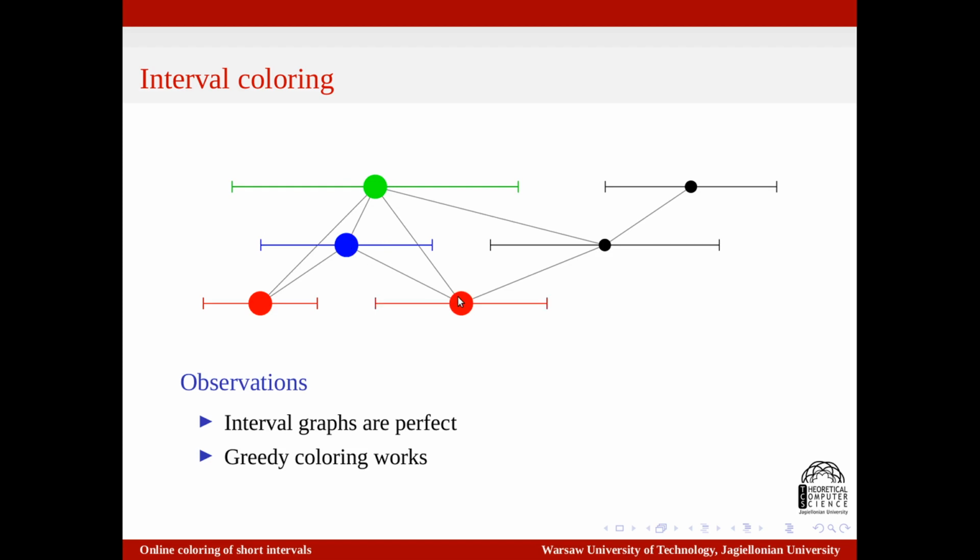For this one, we can use red because this interval does not intersect any other interval colored red. For this one, we can use blue, and for this one, we can use red, and this way we construct a coloring using three colors. And you can easily prove that such a procedure always constructs an optimal coloring.